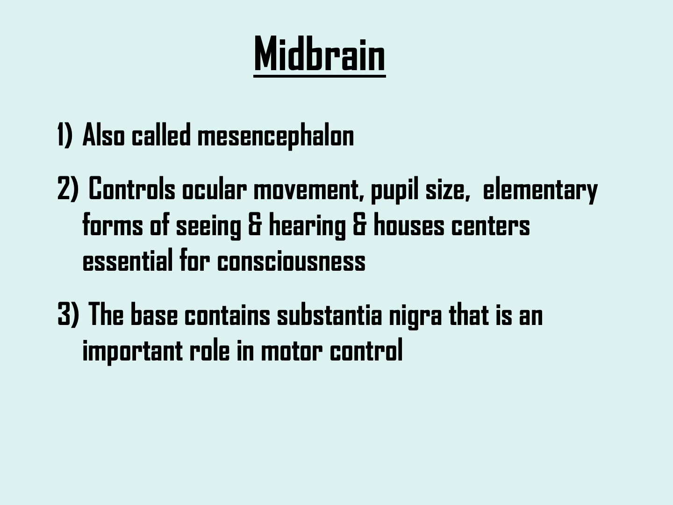In the base of the midbrain is the substantia nigra, and that plays an important role in motor control. So degeneration of the substantia nigra occurs with Parkinson's. So I said not only do we need to know the functions of the whole brainstem, be able to recognize them, but know what would happen if there was damage. And so again, Parkinson's is an important one. We're going to go over it again in a little bit.